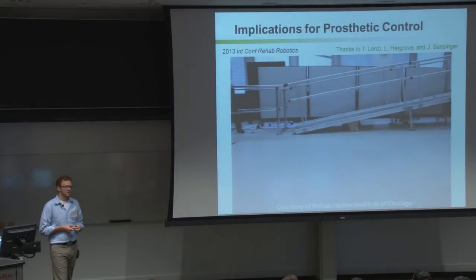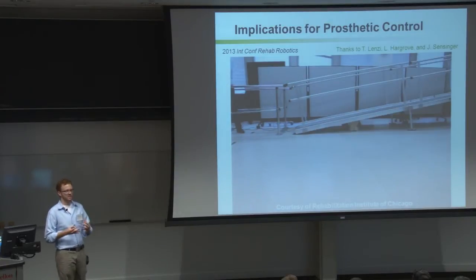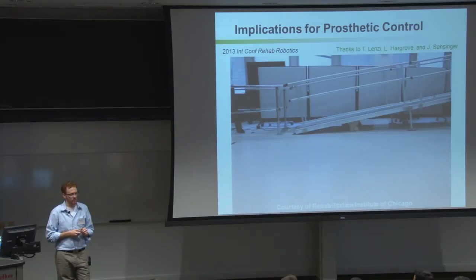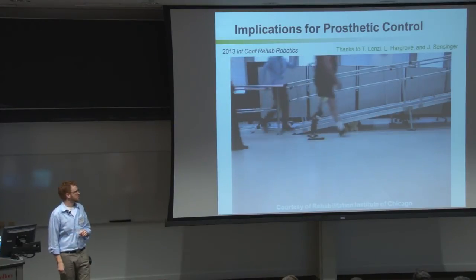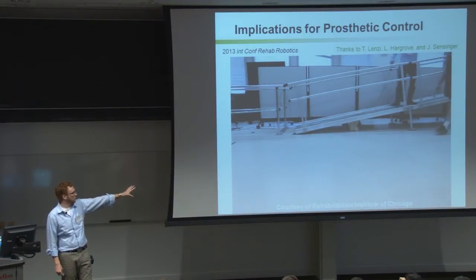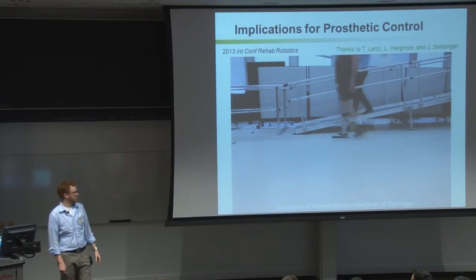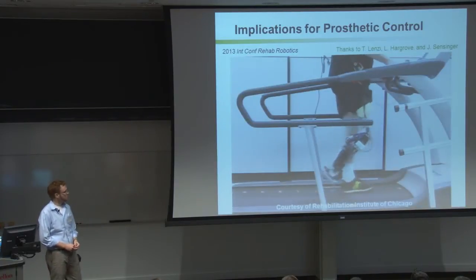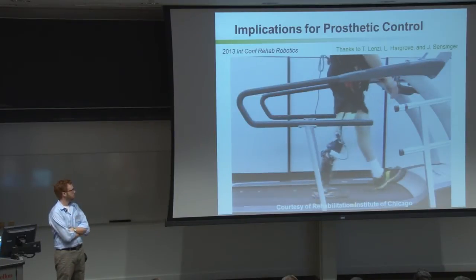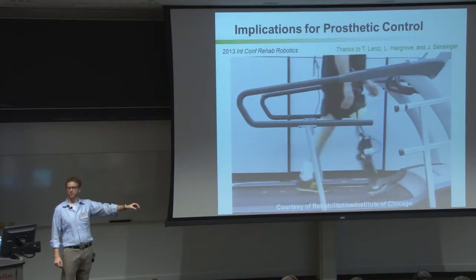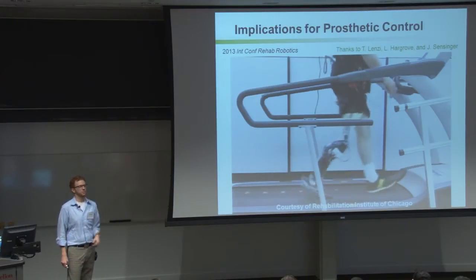And another way to test this idea, or test the feasibility of this idea, is to actually implement it on a robotic system. And so we've done this now with a robotic prosthetic leg, and we just completed a study with amputee subjects in Chicago using the center of pressure as a phase variable to control the robotic leg. And the subjects liked it a lot. We're still writing up the results. And Tommaso Lenzi is somewhere in the audience here. He was very instrumental to this work, so thanks, Tommaso.